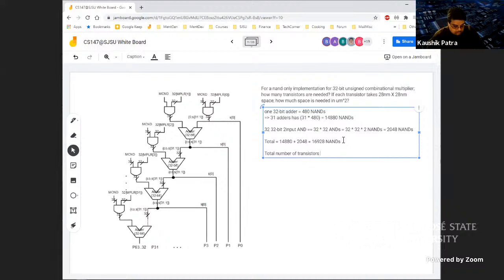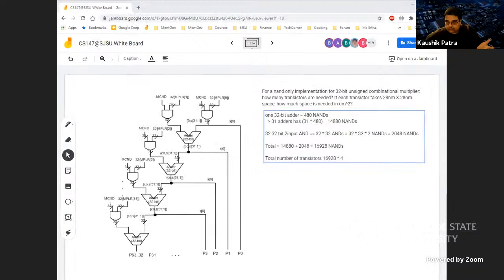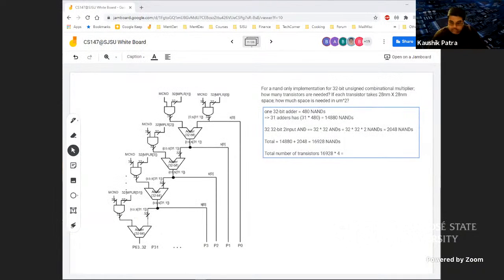And then the total number of transistors would be 16,928 multiplied by 4, since each NAND has 4 transistors in it. Let me use the calculator: 16,928 multiplied by 4 is 67,712 transistors.